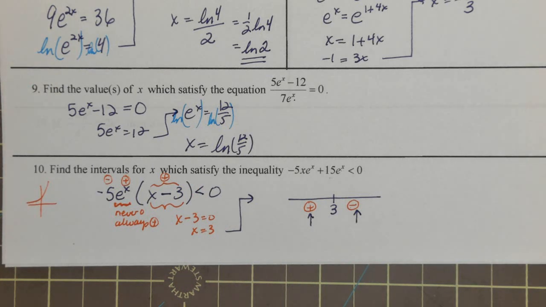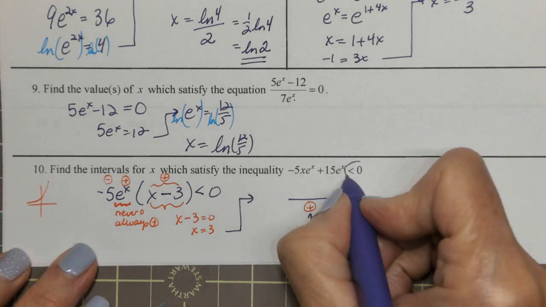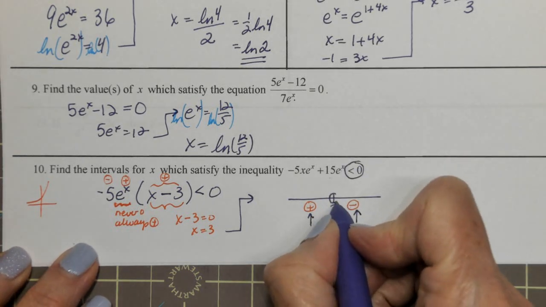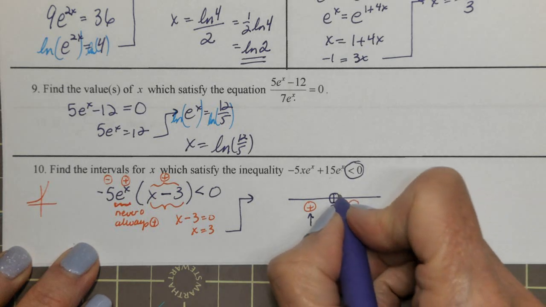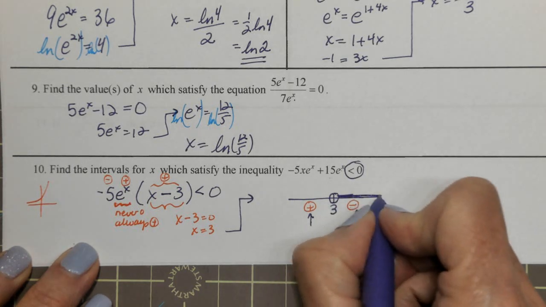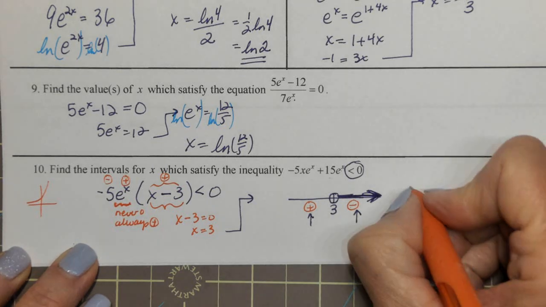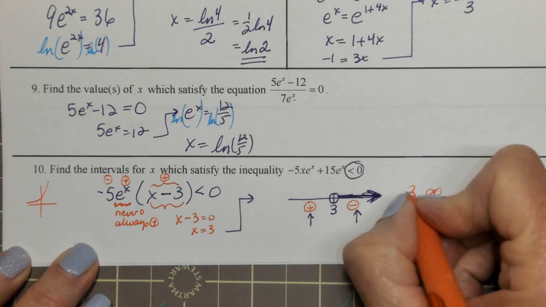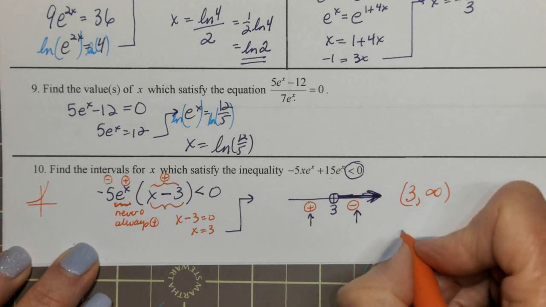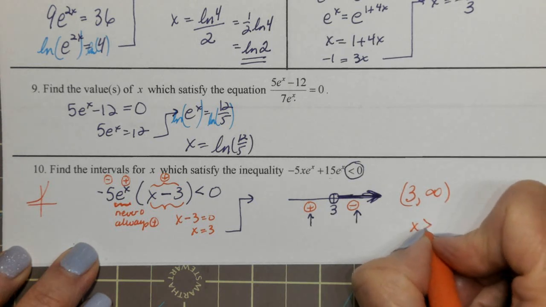So where do we want this? Where is it less than 0? Well, it's not less than 0 right at 3. It is less than 0 when x is bigger than 3. So my answer will be 3 to infinity, that interval. Another way to write that interval is x is greater than 3.